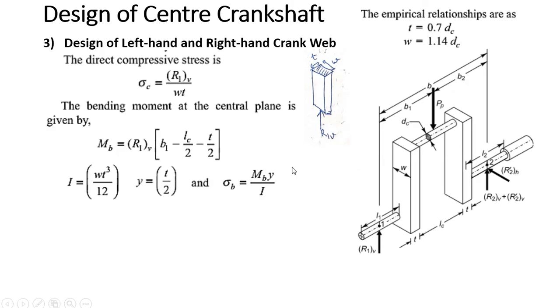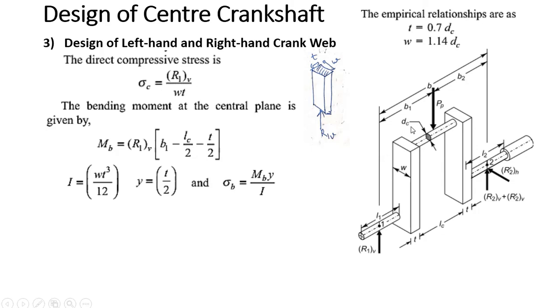Next, talk about the bending moment at the central plane. When I talk about the central plane, the bending moment will be R1V into the moment arm, that is x. I want to know what x is now. This x will be B1, this total distance B1, minus LC by 2. Now you come here, this B1 distance minus LC by 2, and then you have to shift minus T by 2 again, because we are talking about the center of this web, so that means minus T by 2.